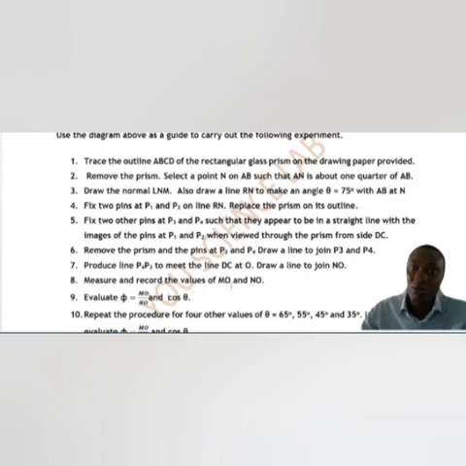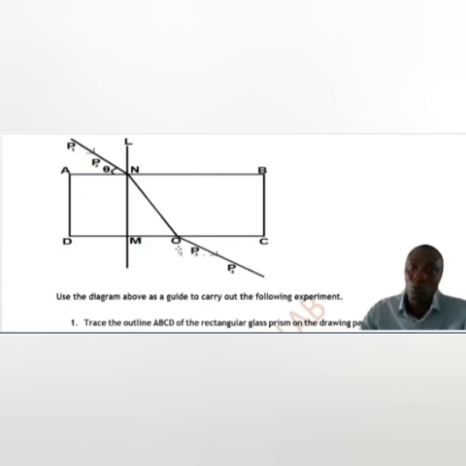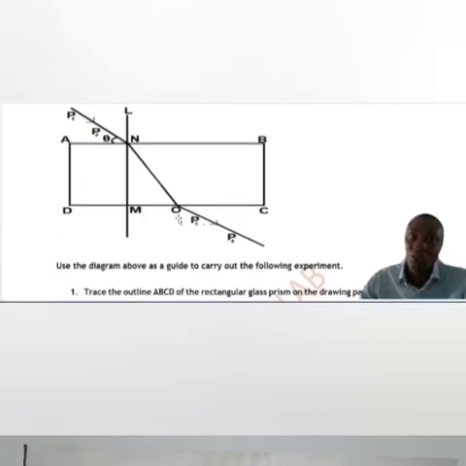Measure and record the values of MO and NO. Evaluate phi is equal to MO over NO and cos theta. Then we are asked to repeat the procedures for 4 other values of theta equal to 65 degrees, 55 degrees, 45 degrees, and 35 degrees. In each case, we are to evaluate phi equals MO over NO and cos theta. So this is what I'm going to do, show you how to manipulate this result.